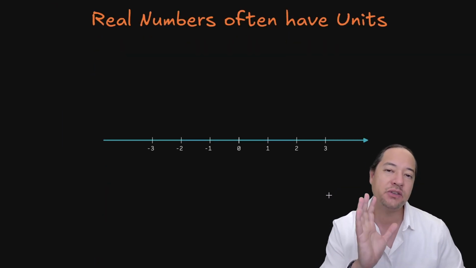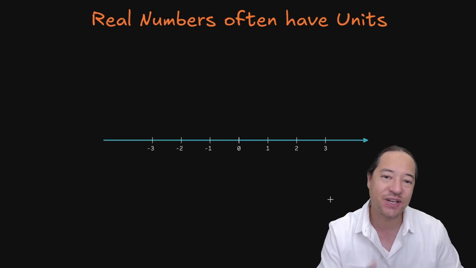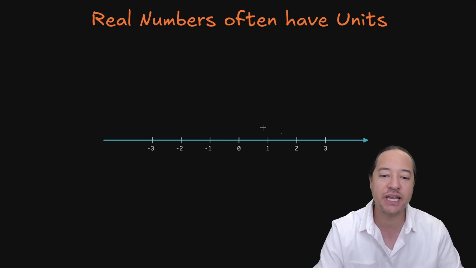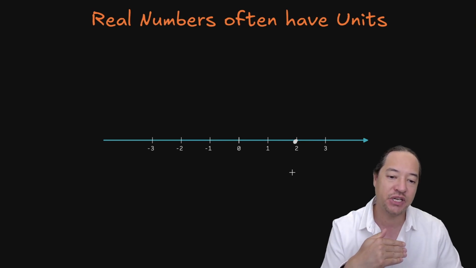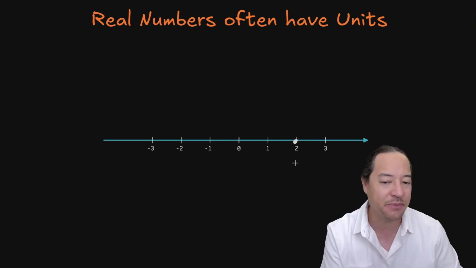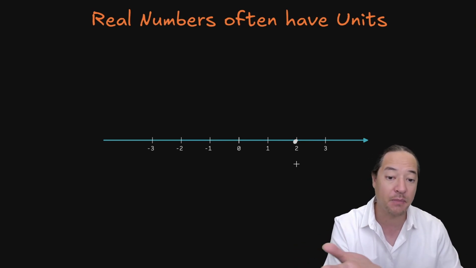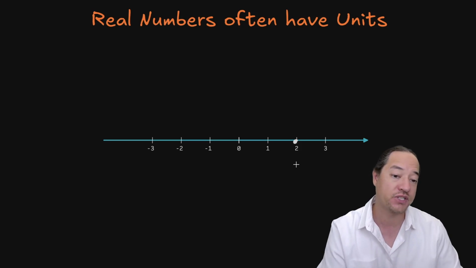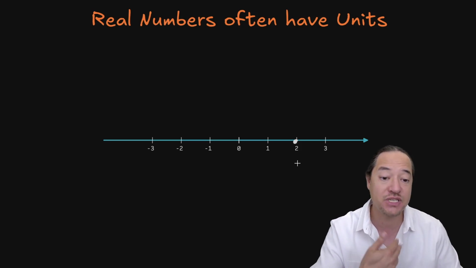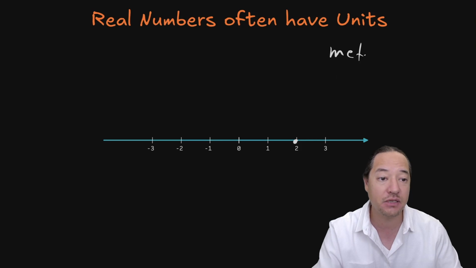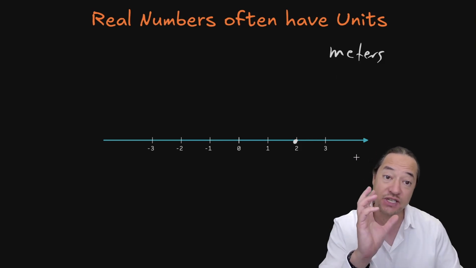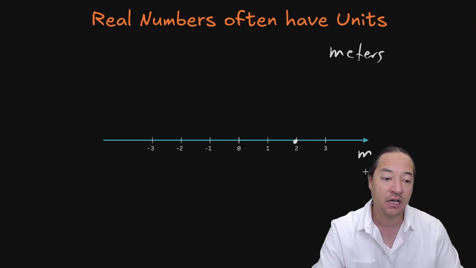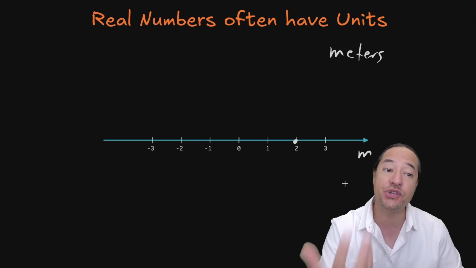Okay, so let's take a look at just one last thing with the real number line. And that is that real numbers often have units. Okay, what I mean is, as we look at numbers here, we say this is 2. Well, a lot of times it's going to be 2 what? 2 something, right? This real number line might represent, for example, distance. If it represents distance, then the units here would be in maybe meters, right? And so if it's in meters, you might add a little m here to represent the units.